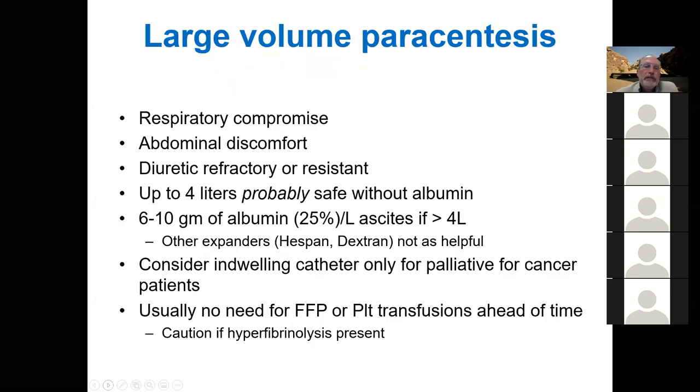Large volume paracentesis, you can take 4, 6, 10 liters off. Once you're over 4 liters, you need to be giving albumin per liter removed, especially if the albumin's low, especially if the blood pressure's low, especially if the renal function is marginal. This albumin really helps support blood pressure. And as I mentioned, albumin's like a liquid organ. It binds all sorts of different toxins, improving renal function, improving nutrition.